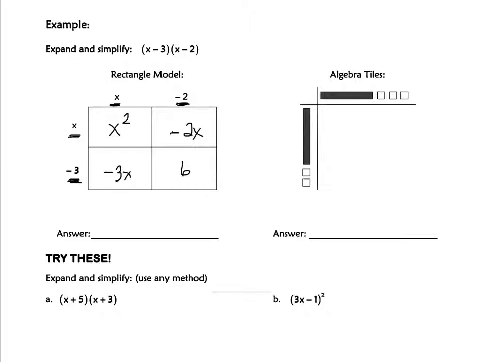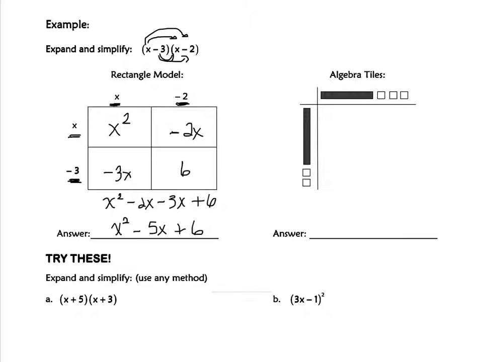So when you list those terms off, you've got x squared, minus 2x, minus 3x, and a positive 6. When you combine the two like terms, the negative 2x and negative 3x, you end up with x squared minus 5x plus 6. And this would be the same answer you would get if you were to use the distributive property and go x squared minus 2x minus 3x plus 6. You see the exact same terms are generated.